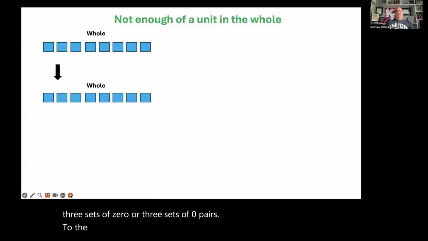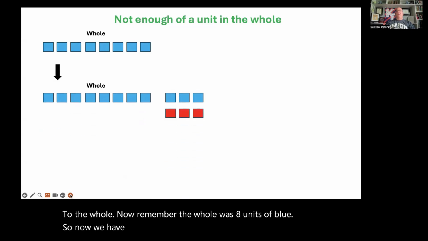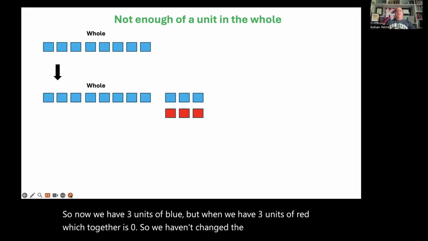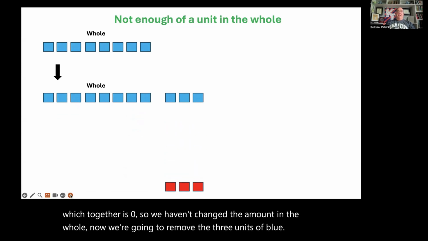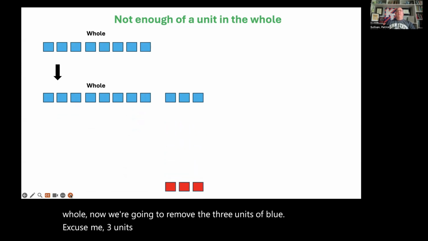Now, remember, the whole was 8 units of blue. So now we have 3 units of blue, and we have 3 units of red, which together is 0. So we haven't changed the amount in the whole. Now we're going to remove the 3 units of red. And now we're left with 8 and 3 units of blue, which is 11 units of blue.